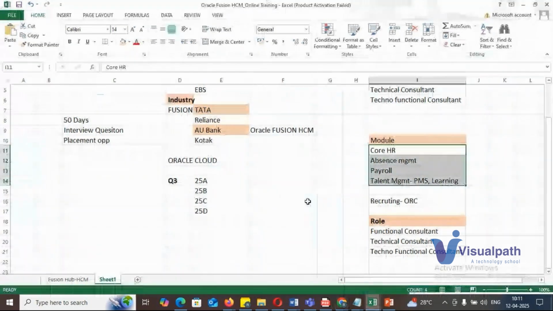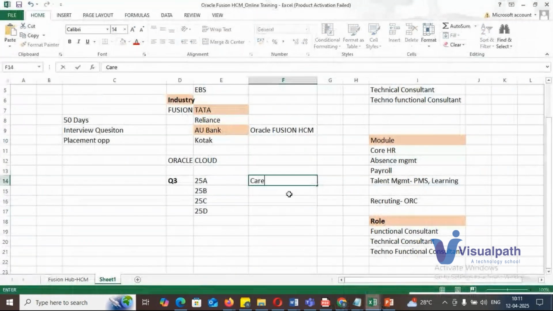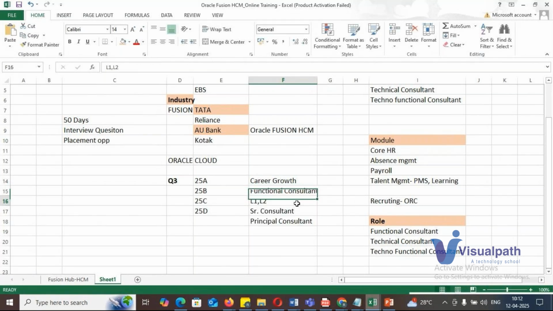Fine. I'll talk about career growth. How is the structure? Suppose you got the opportunity as a functional consultant. Then your responsibility will be high, and your designation will change based on your experience, right?